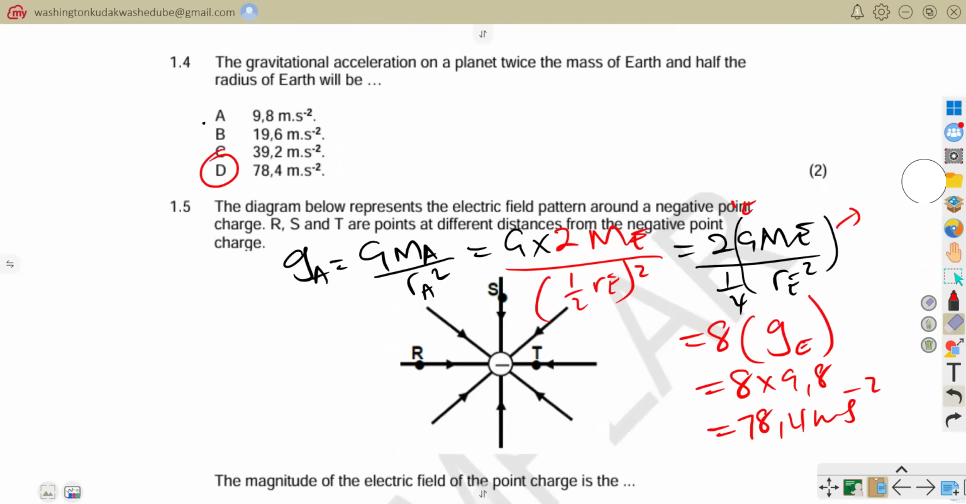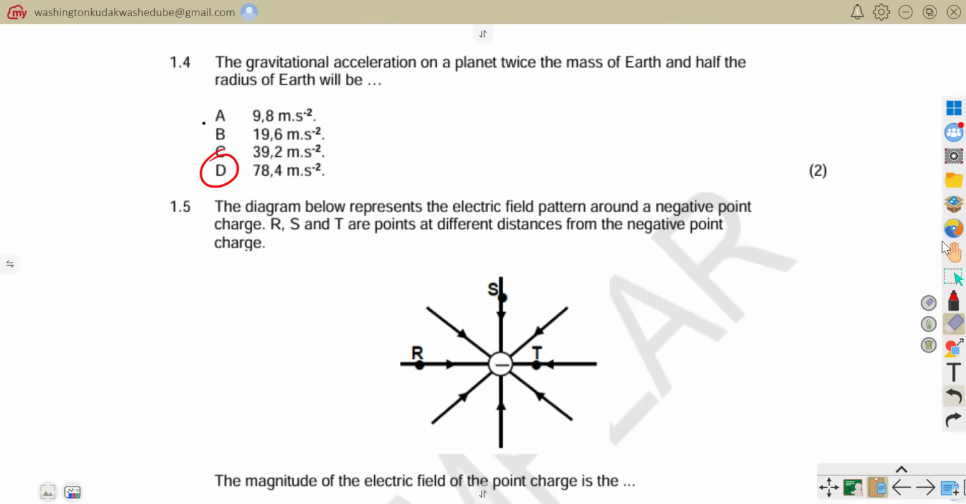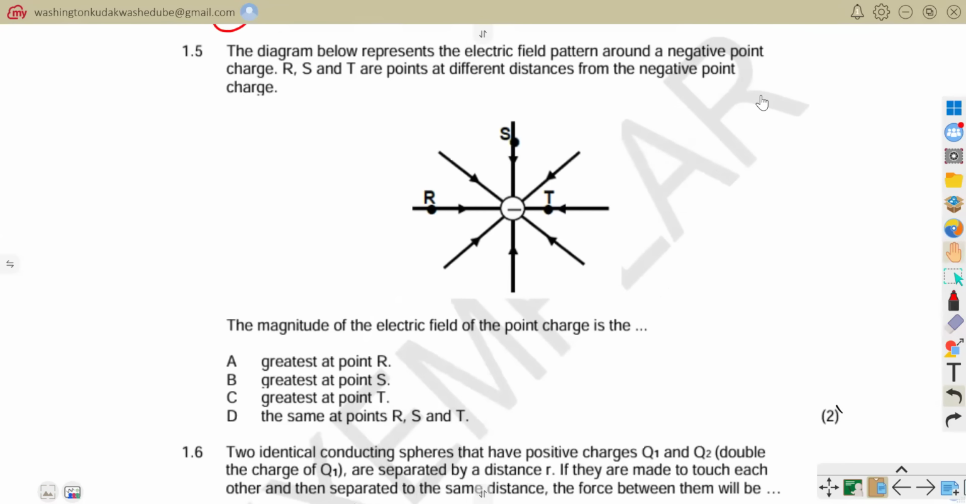So that is how we apply our laws to solve and choose our options there. Now let's go to question number 1.5.